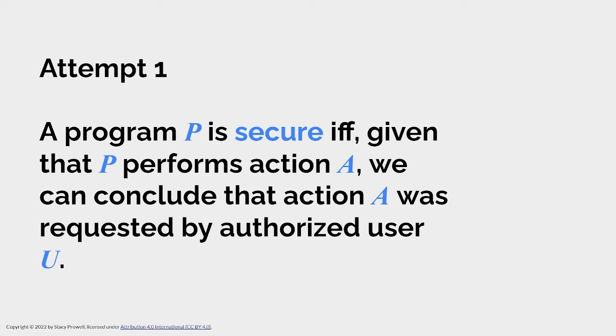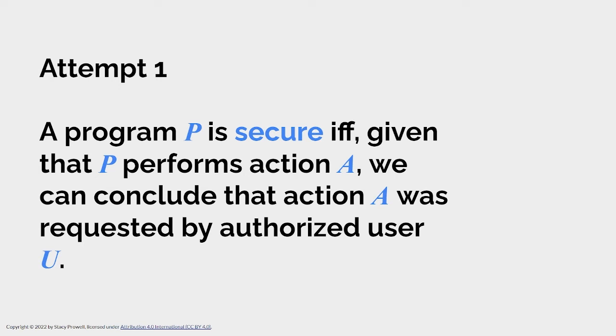So let's try an attempt at a definition that uses that. We'll say a program P is secure if and only if, given that program P performs action A, we can conclude that action A was requested by an authorized user U. So let's try to puzzle this through for a few moments. When is program P secure? Well, a necessary condition for it is whenever it performs a particular action, that action was requested by an authorized user.